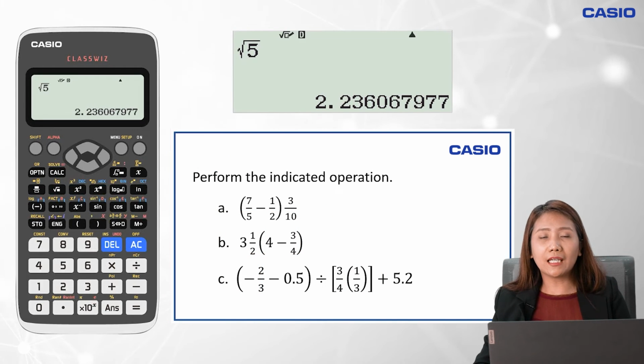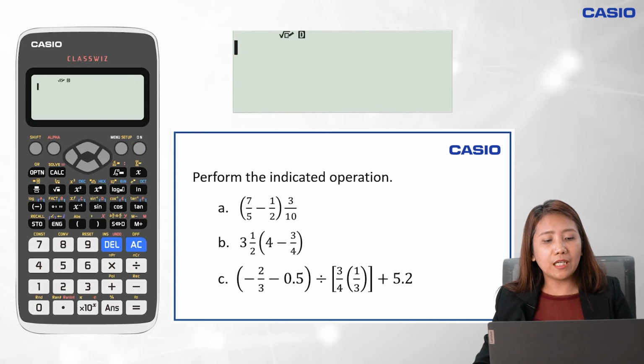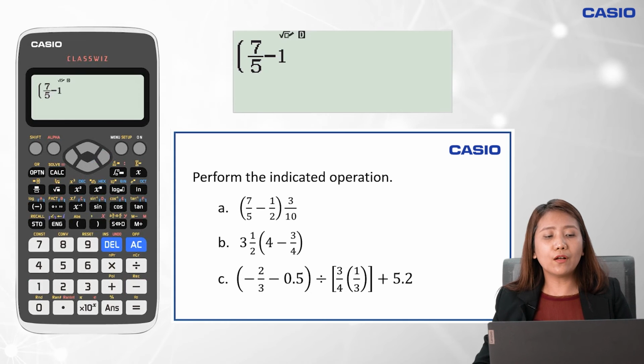Let us perform the indicated operation. How do we do that? Let's key in the given expression. First, we key in open parenthesis, followed by the fraction key. We key in 7 in the numerator, arrow down, 5 in the denominator, and arrow right. We key in minus sign, then 1, followed by the fraction bar, over 2. We press arrow right and close parenthesis.